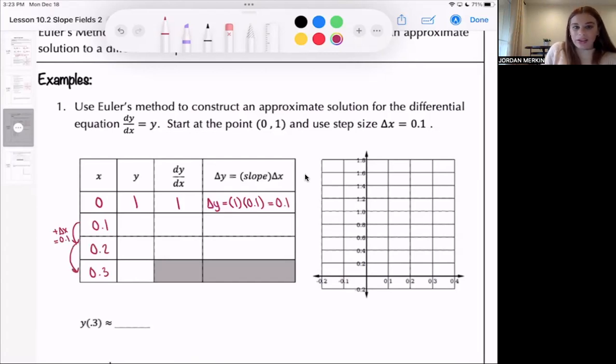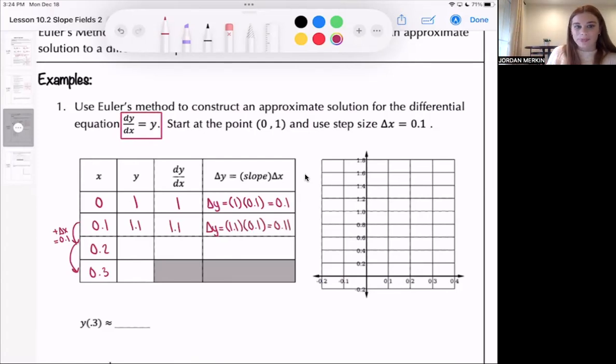Okay, well, how do you end up with the next y coordinate? Well, that's why we calculated the change in y. When we change x by 0.1, we change y by 0.1. So we're going to add 0.1 to our previous y coordinate. So this would be 1.1. dy/dx in this case would be 1.1 since it equals whatever y is. And then we calculate our delta y, which is our slope, 1.1, times delta x, which is 0.1, and that equals 0.11.